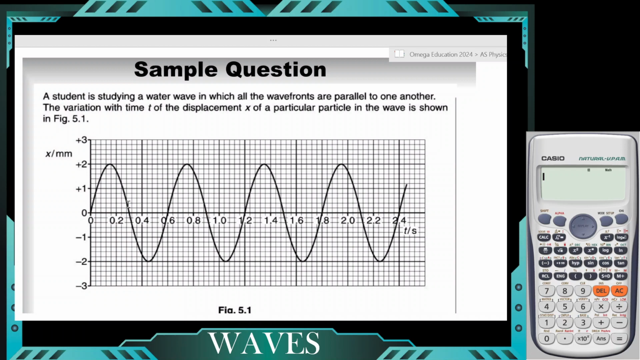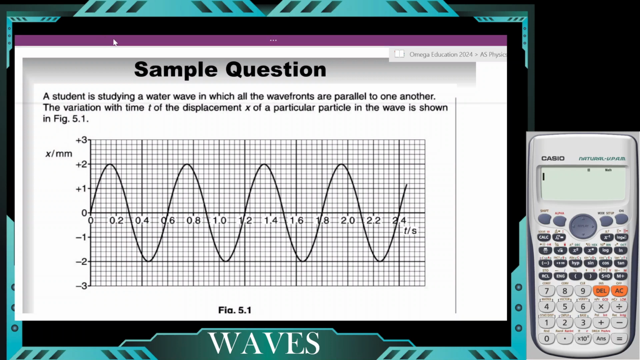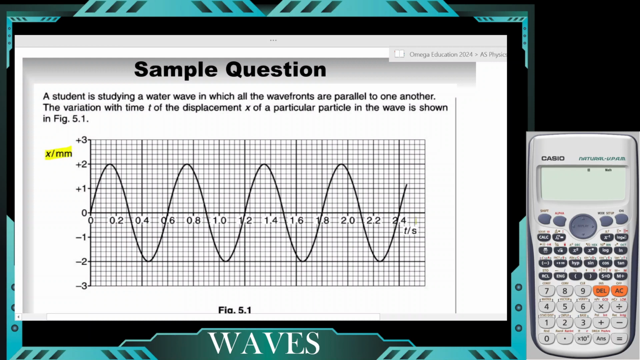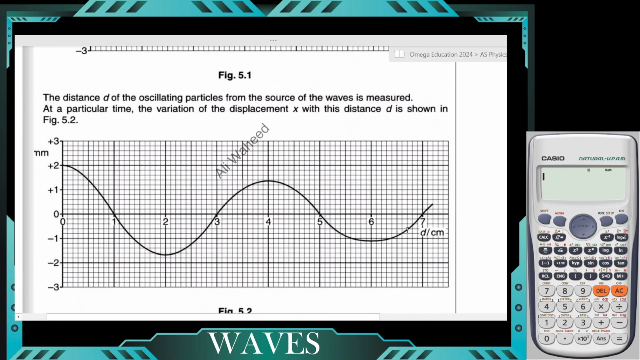And once again, I'll be confining myself to the questions of intensity, and the previous questions I will just fast forward. So for a water wave in which all wavefronts are parallel to one another, the variation with time t of the displacement x of the particle in the wave is shown in figure 5.1. So this is the graph, the displacement-time graph for the water wave. Below that, you have the displacement-distance graph.